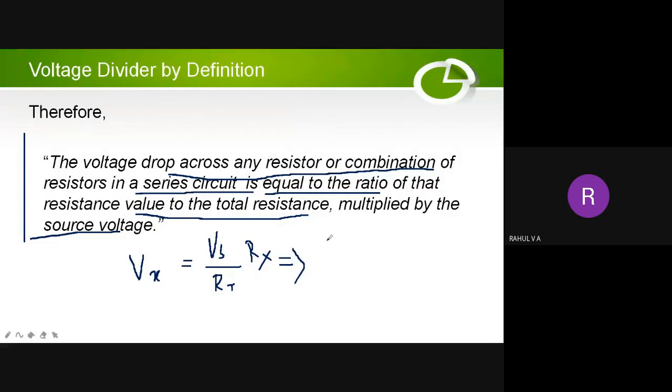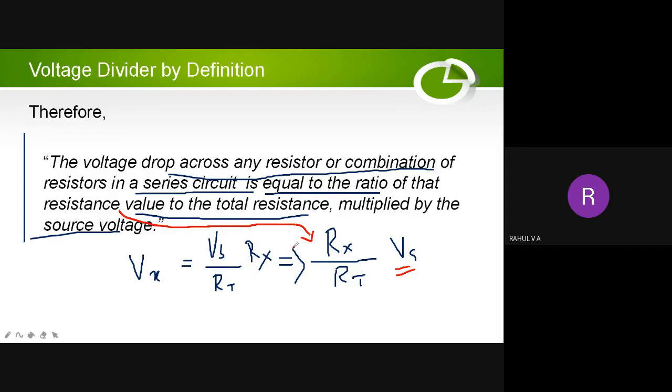Vx is equal to Rx divided by Rt into Vs. Now we read: equal to the ratio of that resistance, meaning the resistance across which you want to find the voltage. Ratio of that resistance, that is Rx, to the total resistance, Rx divided by Rt, multiplied by the source voltage. So Rx divided by Rt into Vs.